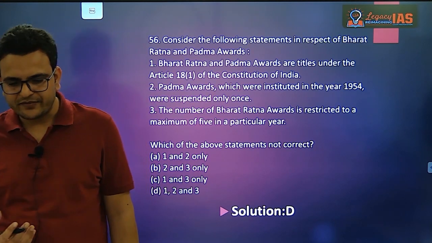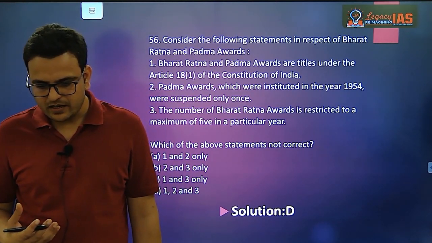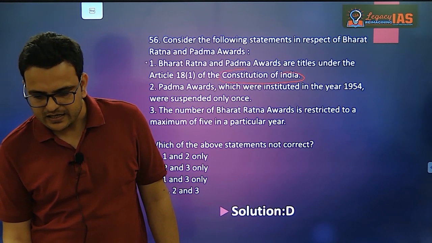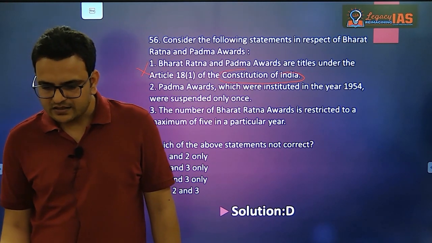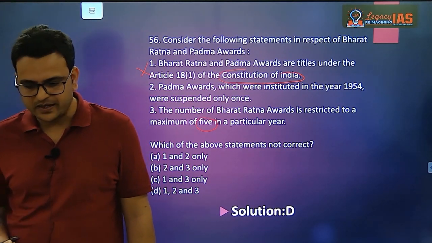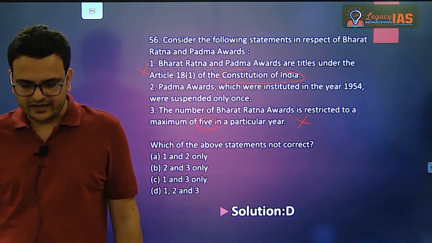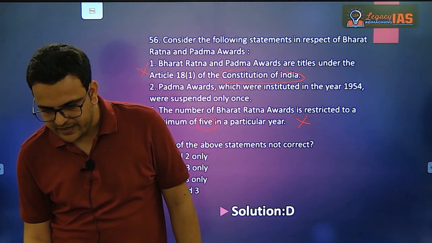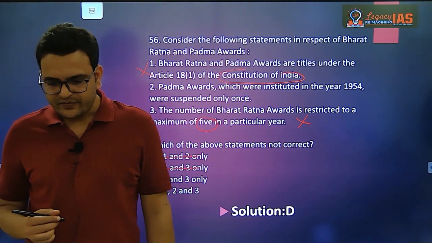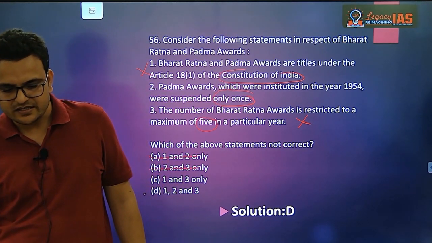Now come to question number 56. Here they are talking about Bharat Ratna and Padma awards. When we talk about Bharat Ratna and Padma awards, they are not conferred as per our constitution. That means statement number 1 is incorrect. The number of Bharat Ratna awards is restricted to a maximum of 5. Generally UPSC gives wrong numbers. It is not 5 in a particular year. Then again the third is also incorrect. When 1 and 3 are incorrect, then the answer can be C and D. Now Padma awards, which were instituted in the year 1954, were suspended not only once, but twice, then the answer is D.